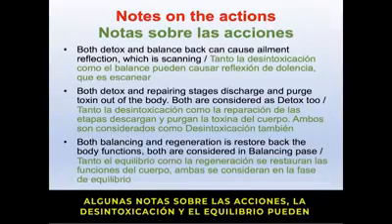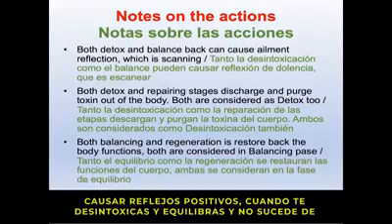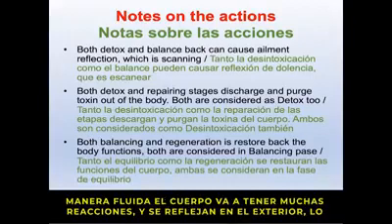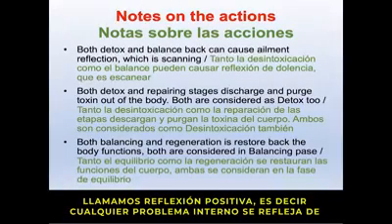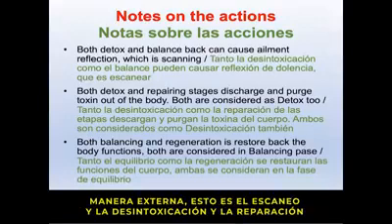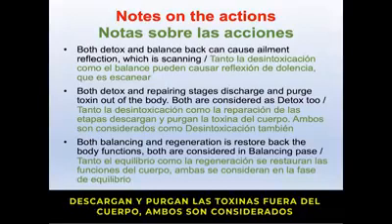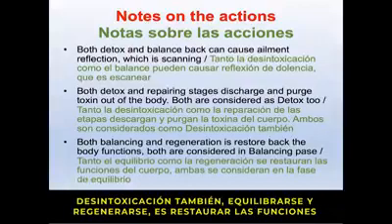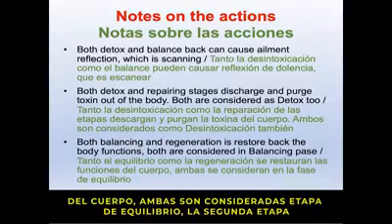Now, some notes on the actions. Both detox and balance back can cause ailment reflection. During detox and balance back, it isn't done quietly inside the body. The body has a lot of reactions, and this then is reflected outside. We call it ailment reflection. What is the problem inside, you reflect it outside. This is scanning. Then both detox and repairing stages also discharge and push toxin out of the body, so both are considered in the detox stage. Then the balancing and the regeneration restore back the body function, so both are considered in the balancing phase, the second phase.